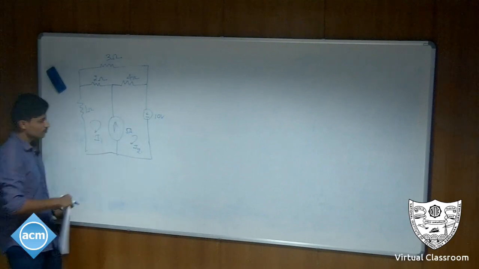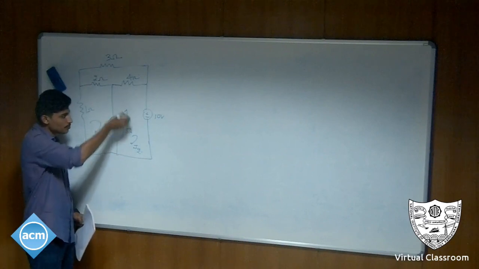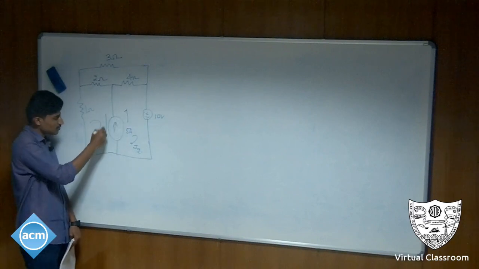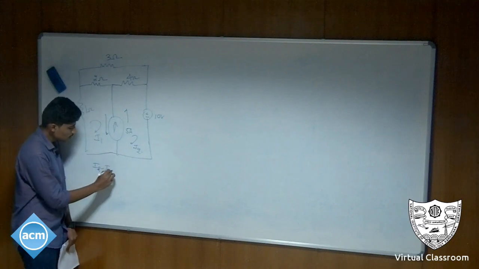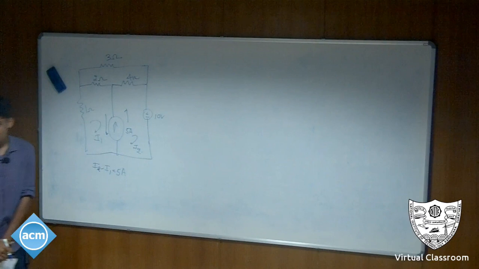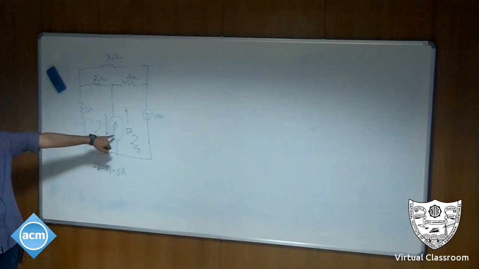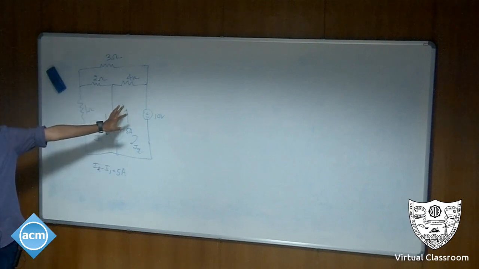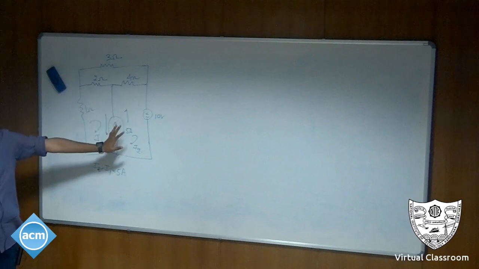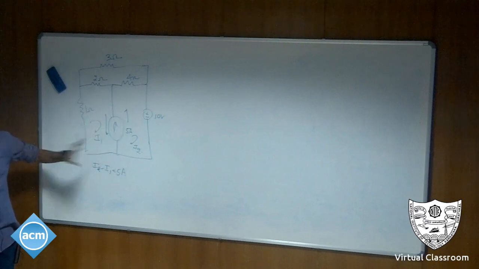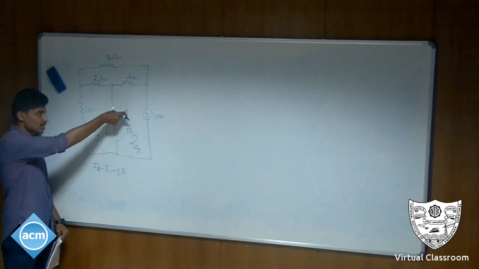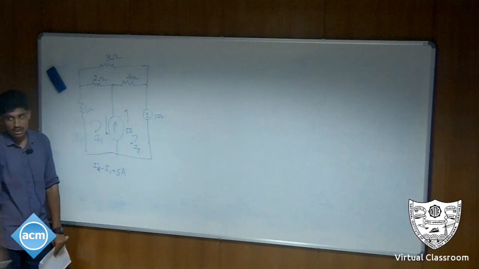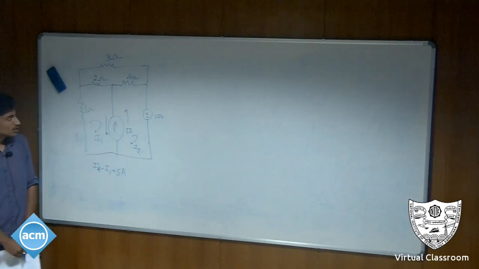So you combine this mesh and this mesh together to form a super mesh, and here you know the current of 5 amps flowing in this direction, right? But I1 is flowing in this direction, I2 is flowing in this. So I can simply write this equation as I2 minus I1 is equal to 5 amps. Correct, right? Because 5 amps should always flow out of the source; nothing can oppose the source. So I2 is flowing in this direction, I1 is flowing like this. I write my first equation as I2 minus I1 is equal to 5 amps.